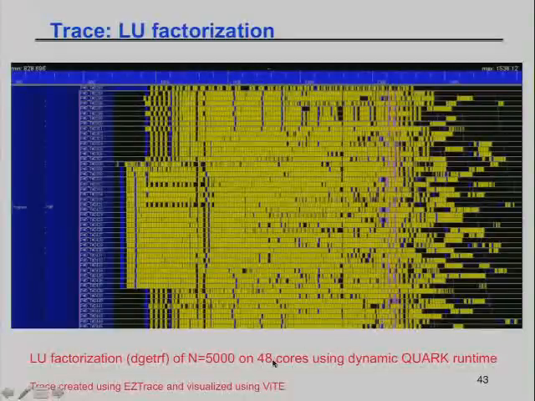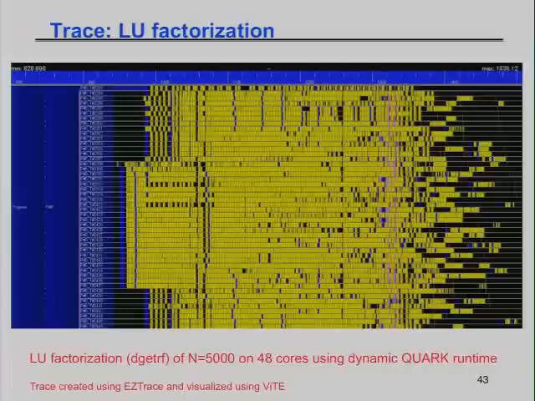This was 48 cores on a 5,000 by 5,000 system. These are the sort of tools that people look at to see whether they have done a good job. Okay, so that's all the centralized task queues, shared memory. And I want to go on to the distributed case now.